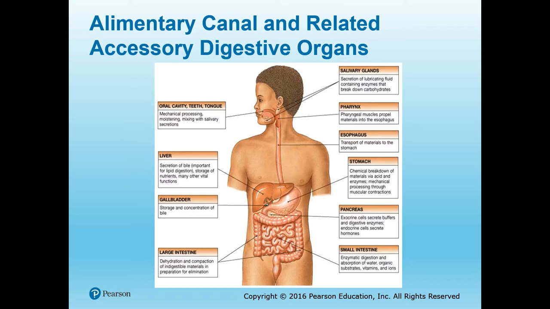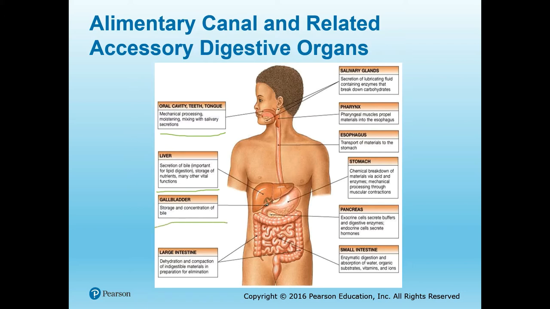This is just another one of those slides that kind of shows the difference between the two, the related accessory digestive organs. One of the reasons why I like this slide the most is it really does a good job of labeling a little bit of the physiology of each area. So our oral cavity, teeth and tongue, liver, gallbladder, so on and so forth.